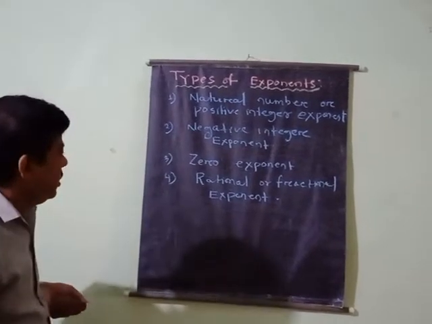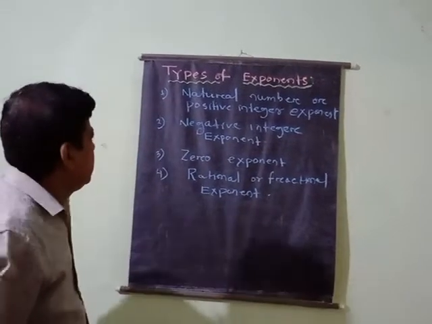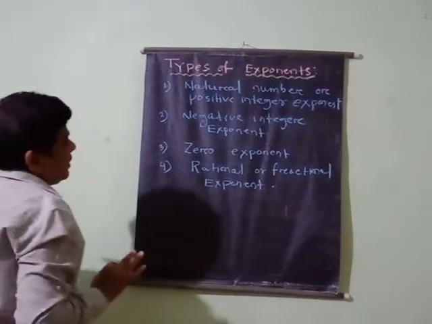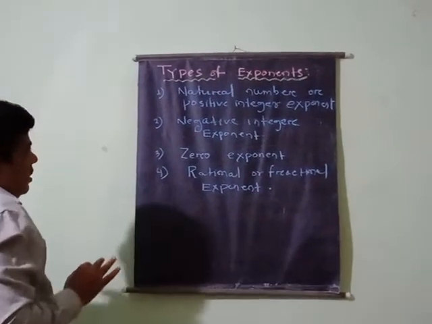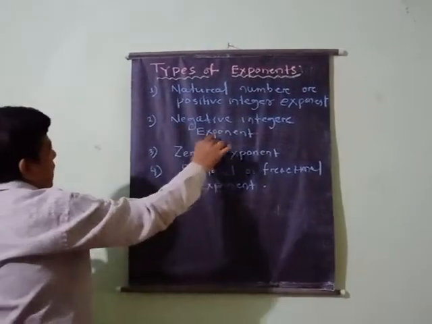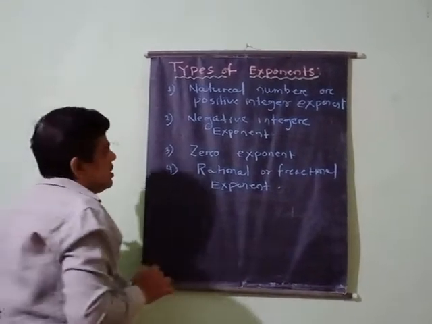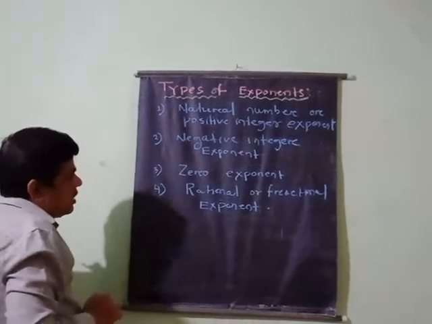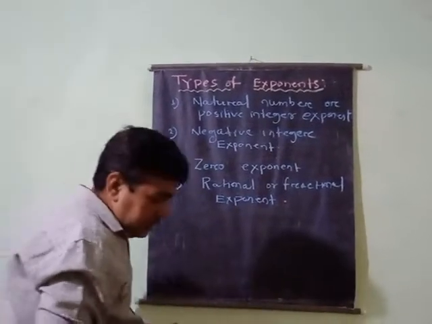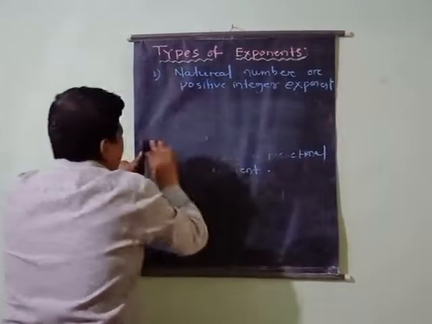Okay, so you see I have written the points I am going to discuss regarding the types of exponent. Point 1 is the natural number or positive integer exponent, or positive exponent. Second, negative exponent or negative integer exponent. Third is the zero exponent, and fourth is the rational or fractional exponent. These are the 4 points I am going to discuss. Let us discuss the first point.